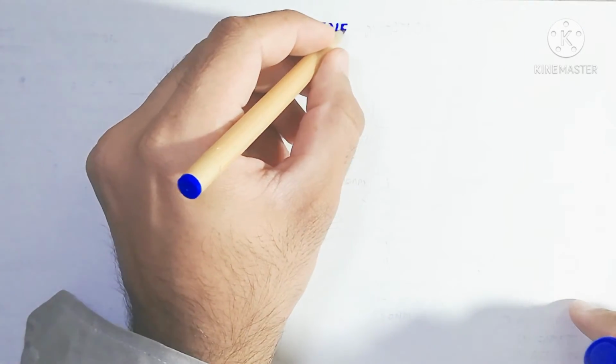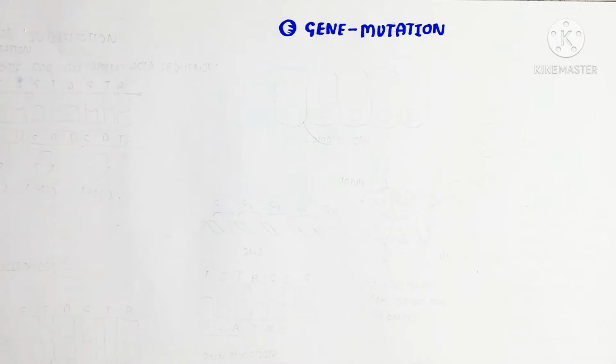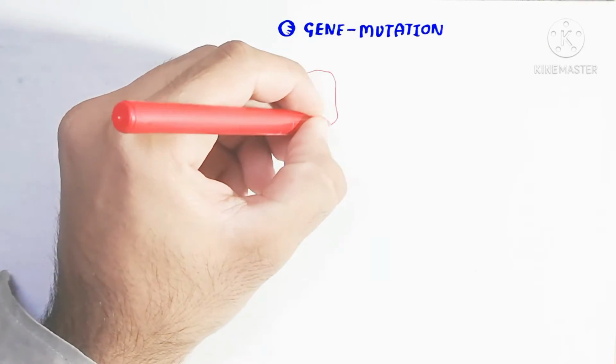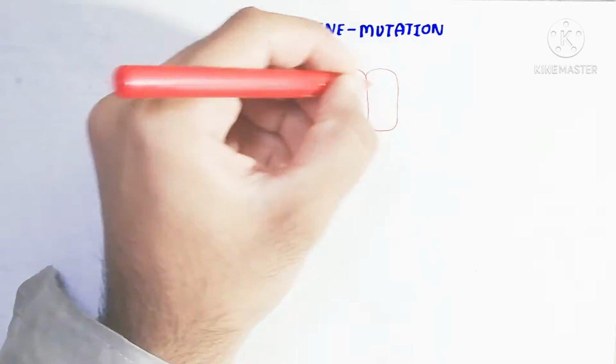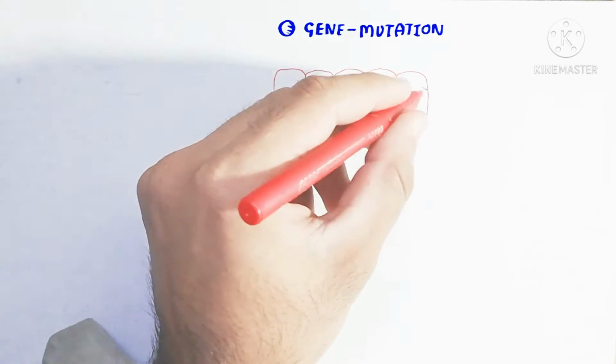So here we will discuss gene mutation. Overall, through this diagram we will understand gene mutation throughout the video. We will discuss the different types of gene mutation. Here we will just focus on the concept of the gene.